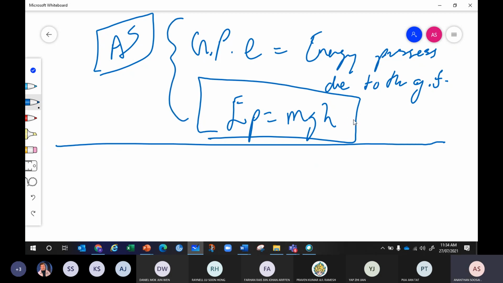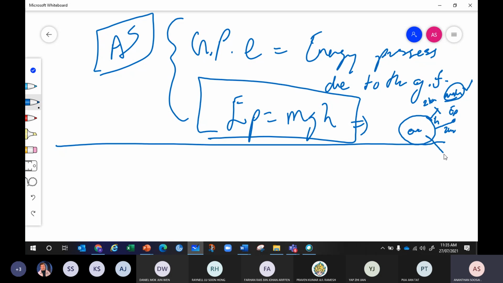Now this formula has a caveat. This mgh only works near the Earth. It only works for a short distance, maybe within 2 kilometers. Within 2 kilometers, if you raise an object to a height of 2 kilometers and I ask what the potential energy possessed is, you use mgh. It's about the same. We can accept it as quite accurate, but this is only an approximation.